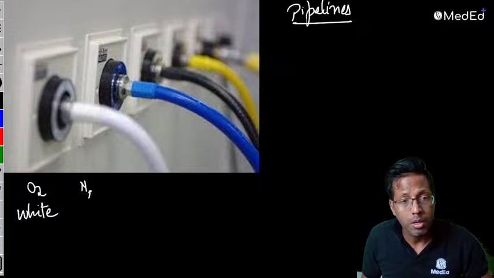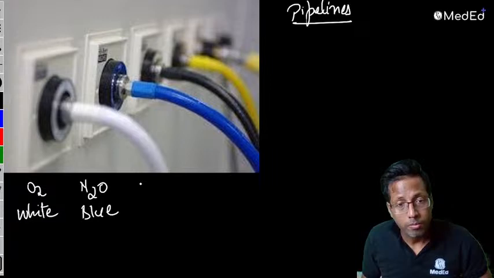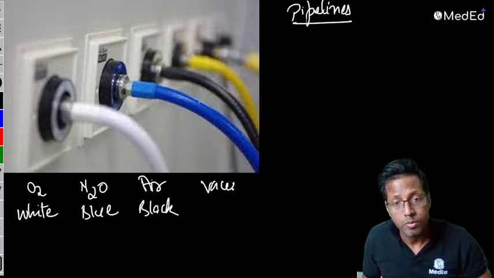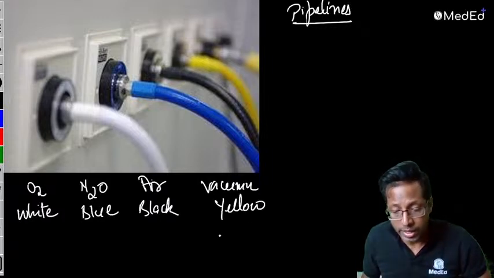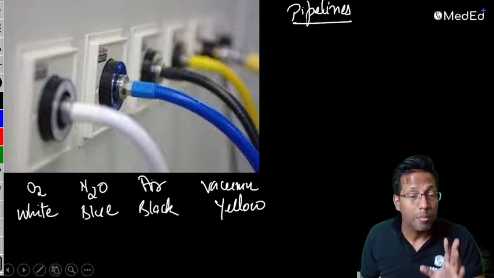Nitrous oxide, remember, is always blue in color. You get air, this is black in color, and you get vacuum, which is used for suctioning, that is yellow in color, right? So this is regarding the pipelines.